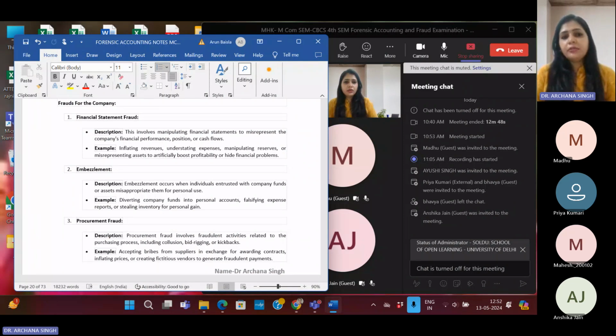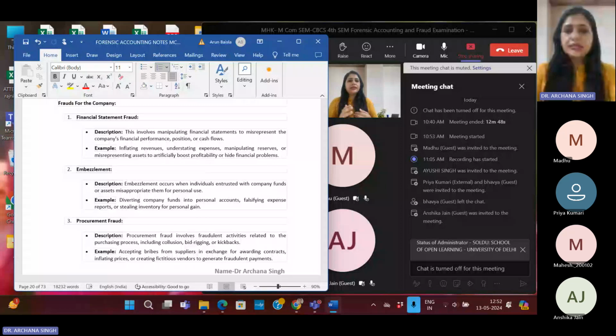Then next is procurement fraud. Procurement fraud is the fraudulent manipulation of the procurement process, like a secret agreement, bid rigging, or kickbacks in exchange for contracts, or inflating the prices, or creating fictitious vendors to generate fraudulent payments. So these things they can do. This is procurement fraud in the frauds for the company.